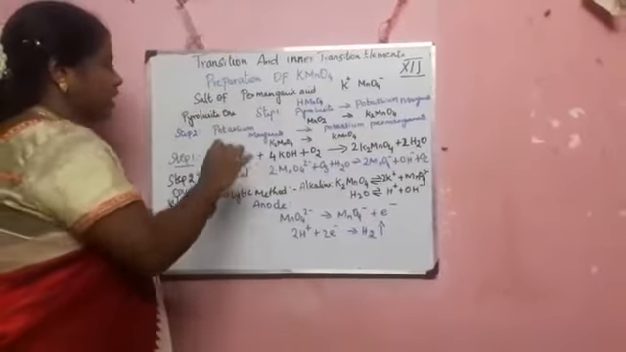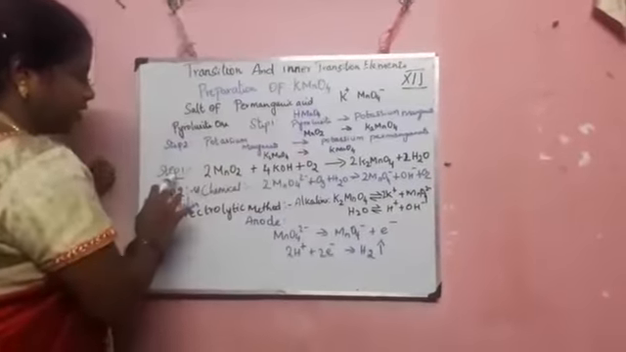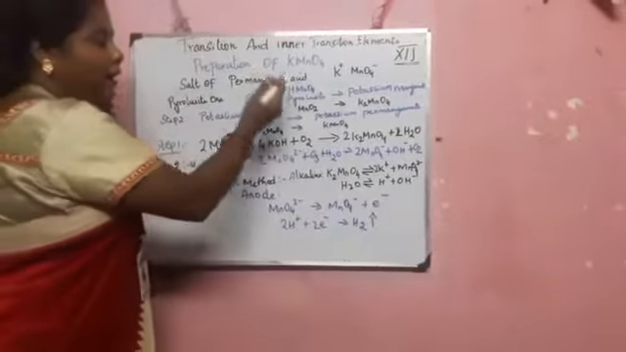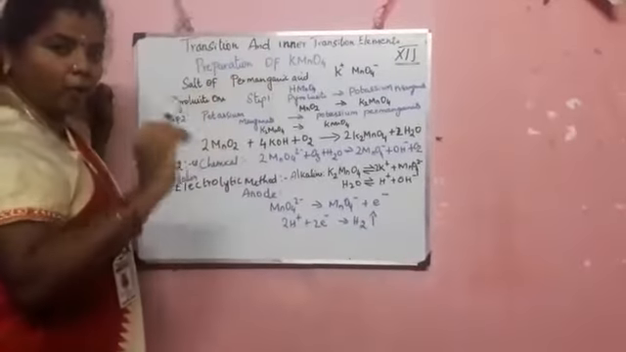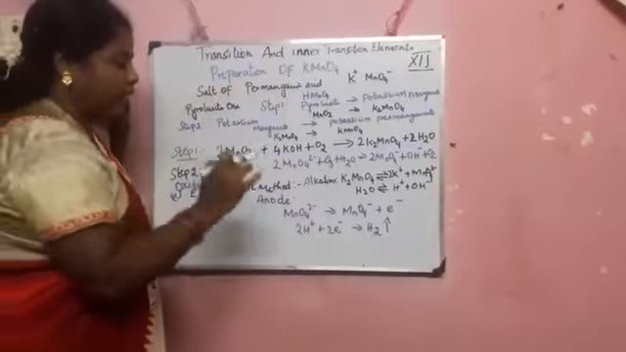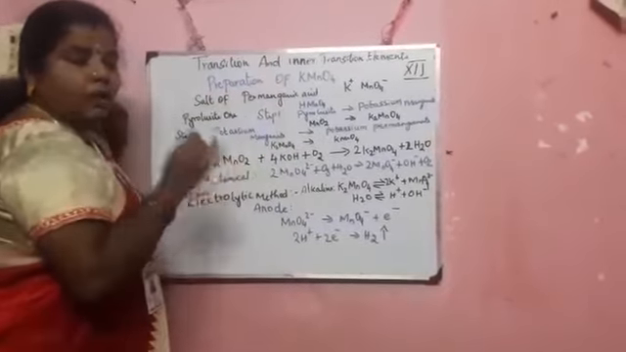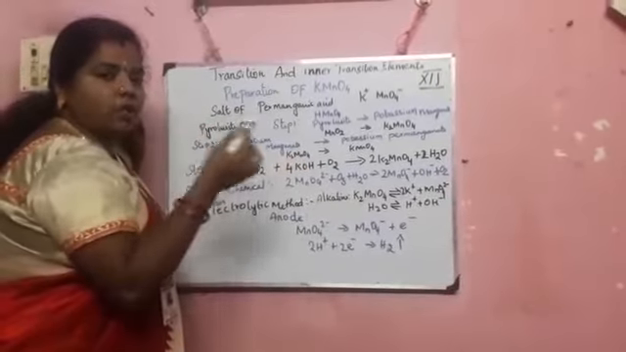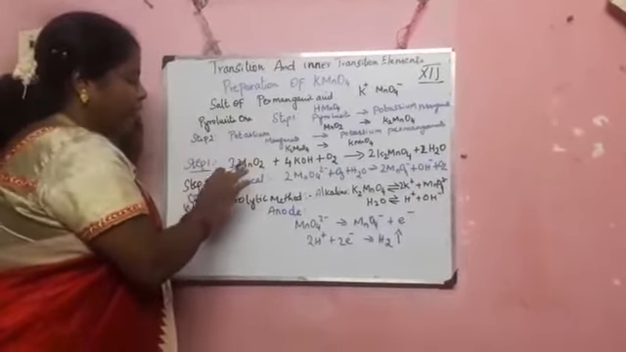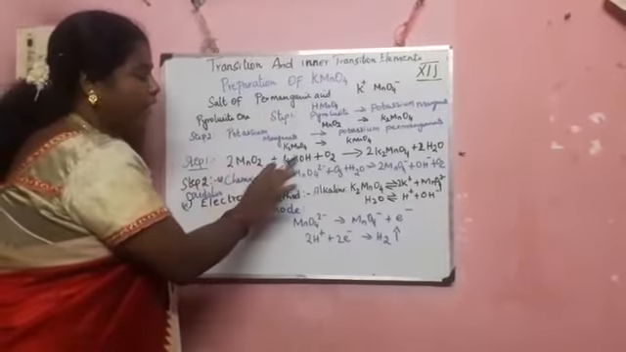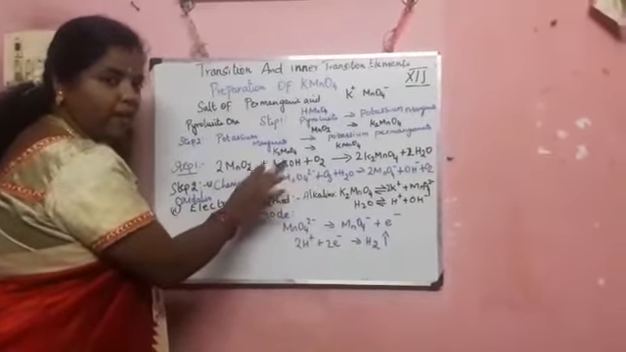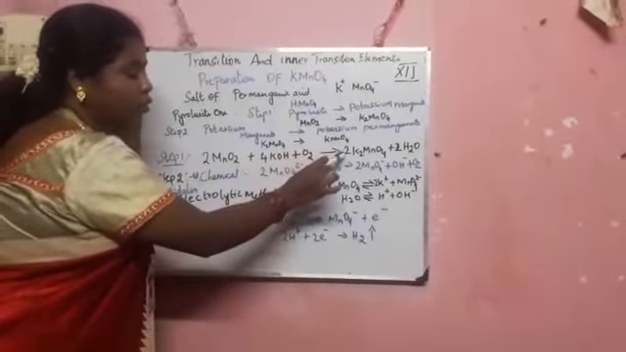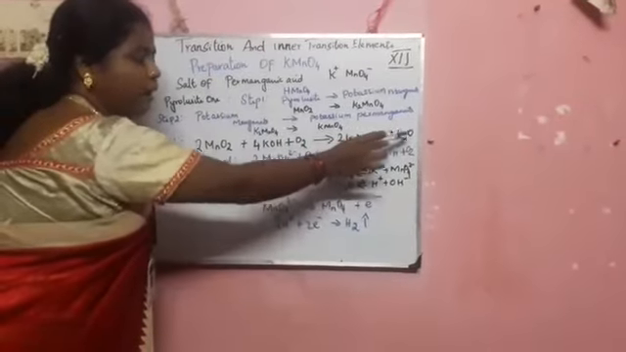In the first step, you take the ore pyrolusite, which is powdered and fused with potassium hydroxide, and here the oxidizing agent is air. Air is automatically oxygen. So 2 MnO2 plus 4 KOH, that means fused with potassium hydroxide with the oxidizing agent O2, is formed as 2 K2MnO4 plus water molecules.